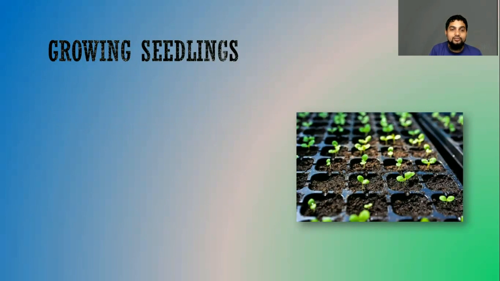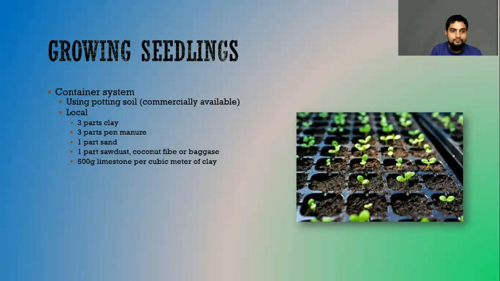Next, we're looking at the way in which seedlings can be grown. So we have two main systems. We have the container system and we have the seedbed system. So using the container system, we use potting soil. The potting soils are commercially available, meaning you can purchase these potting soils, or they can be made locally.